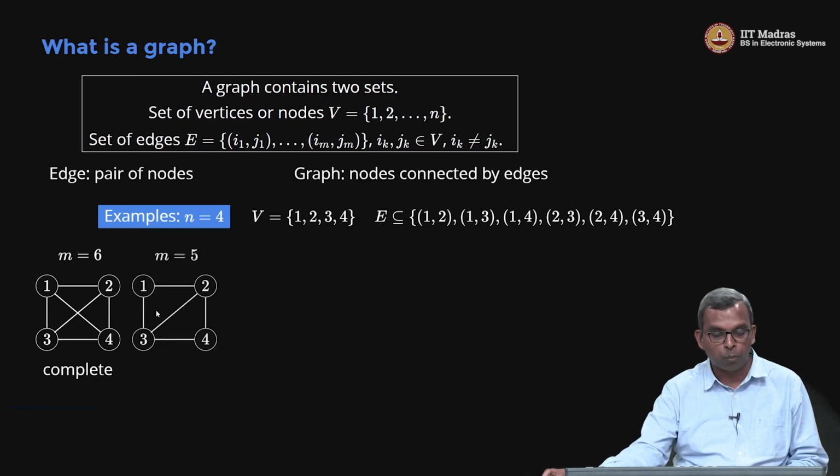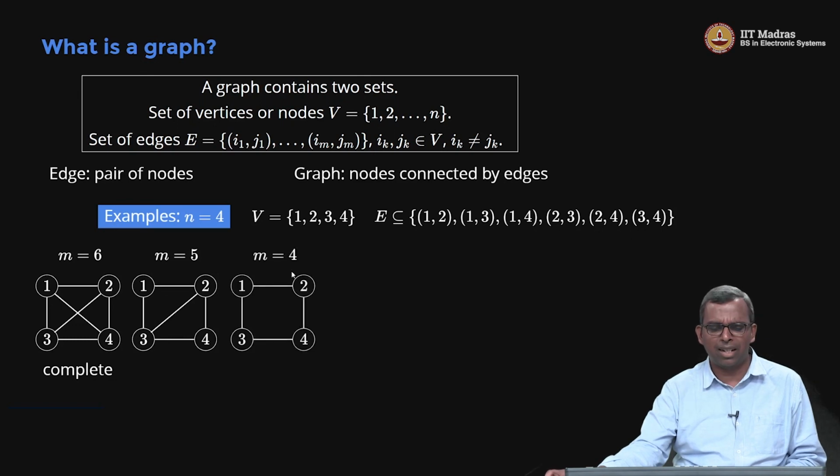So this is one example of a graph. I could have m equals 5, where maybe 1 comma 4 is not an edge. This is another example of a graph. All the other lines are there, but the one line connecting 1 and 4 is not there. You can create many more graphs like this. You can have m equals 4, which has only this rectangle type of connection. When you have a closed loop like this, it's called a cycle in a graph.